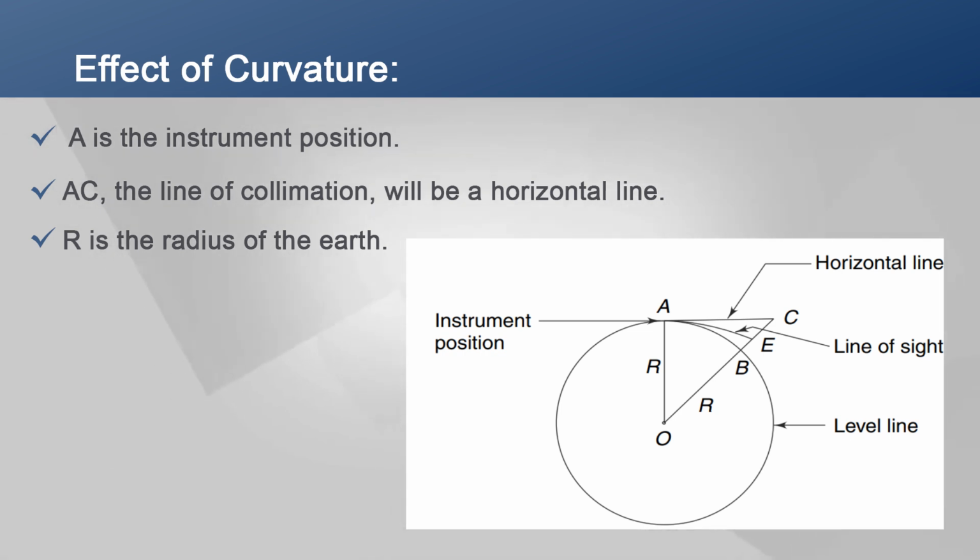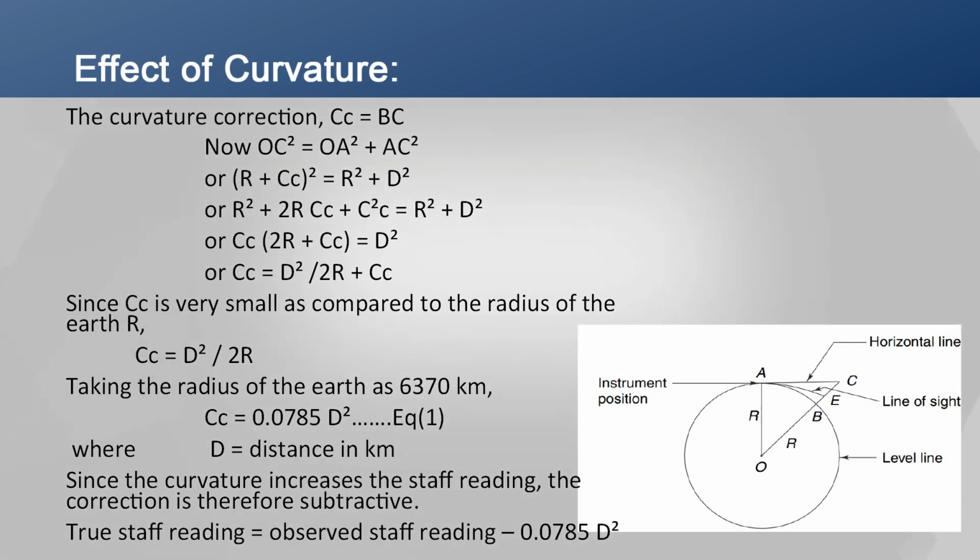So, in this figure you can see, let ABD be a level line through A and O be the center of Earth. A is the instrument position and AC, that is the line of collimation, will be a horizontal line. R is the radius of Earth. The curvature correction CC, in this diagram, will be BC, from B to C.